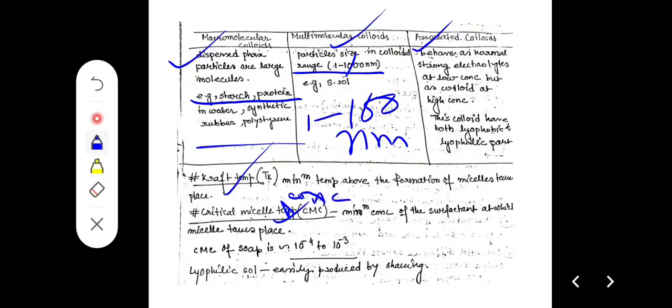The minimum concentration of the surfactant at which micelle formation takes place, that is, the lowest concentration where the surfactant molecules come together and produce a colloid. The CMC of soap has a value of 10 to the power minus 4 to 10 to the power minus 3. Lyophilic sols are easily produced by shaking: if the dispersion medium and dispersed phase are taken and shaken, they easily produce a lyophilic sol.